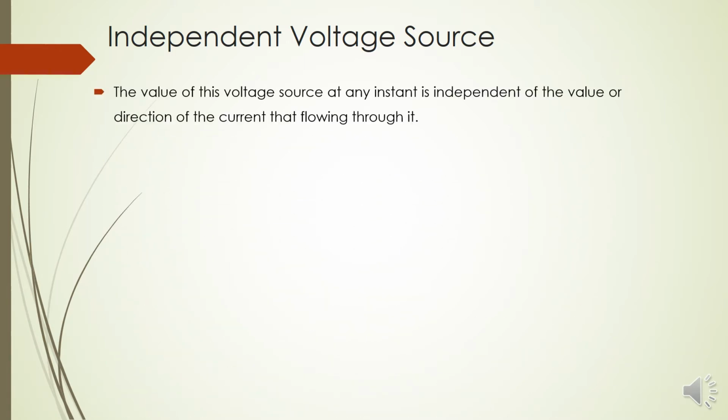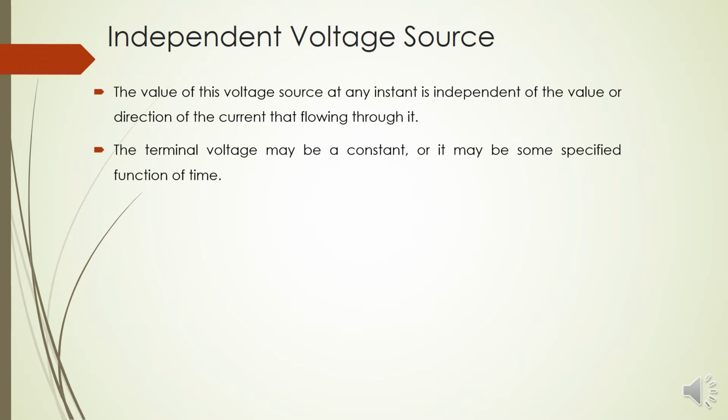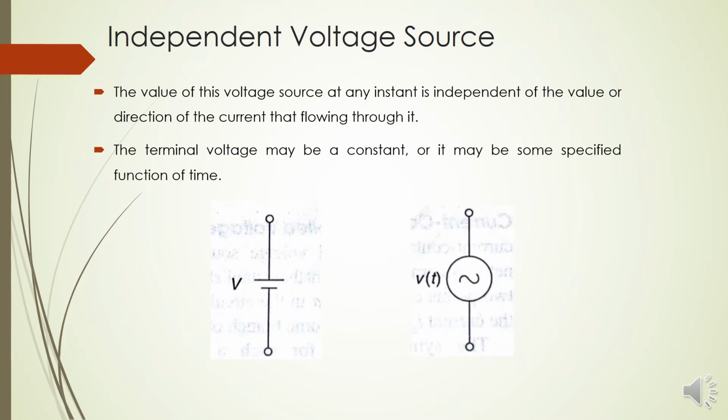When we talk about the independent source, the value of this voltage source at any instant is independent of the value or the direction of the current that is flowing through the circuit. The terminal voltage may be a constant or some specified function of time. This is the representation of an independent source with a DC source. This is the representation of a voltage source with an AC source, where the value is with respect to time.